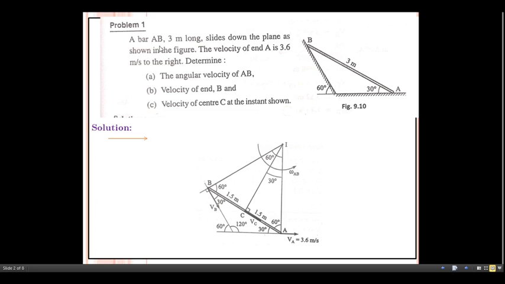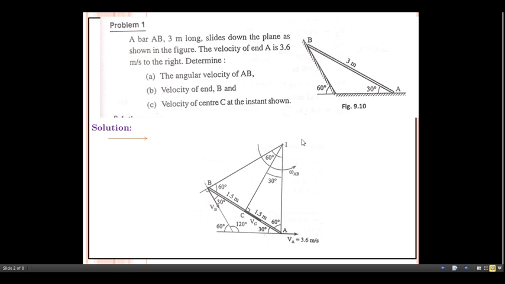A bar AB 3 meter long slides down the plane as shown in figure. The velocity of end A is 3.6 meter per second to right. Determine the angular velocity of AB, velocity of end B, and velocity of center C at the instant shown.